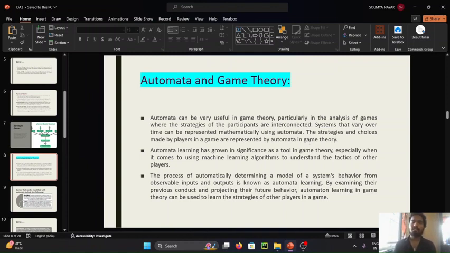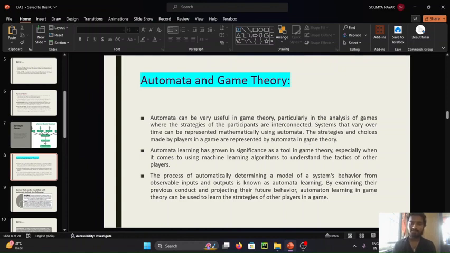So let's jump into automata and game theory. We'll briefly discuss what automata and game theory are, how we can apply them with an example, what the shortcomings and future work are, and then the conclusion. Automata can be very useful in game theory, particularly in the analysis of games where the strategies for participants are interconnected. Systems that vary over time can be represented mathematically using automata. The strategies and choices made by the players in a game are represented by automata.